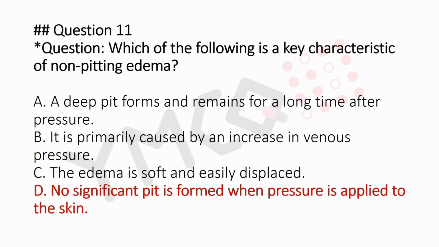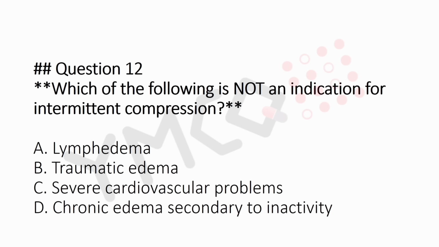Now let's move to question number 12. Which of the following is not an indication for intermittent compression? Option A, lymphedema. Option B, traumatic edema. Option C, severe cardiovascular problem. Option D, chronic edema secondary to inactivity. And the answer is option C, severe cardiovascular problem.